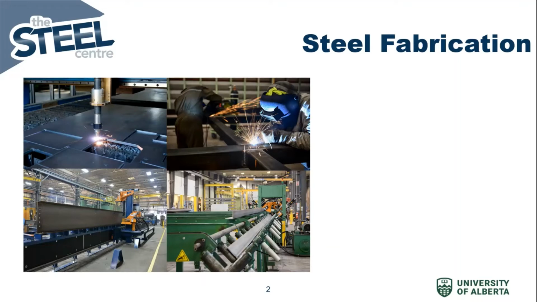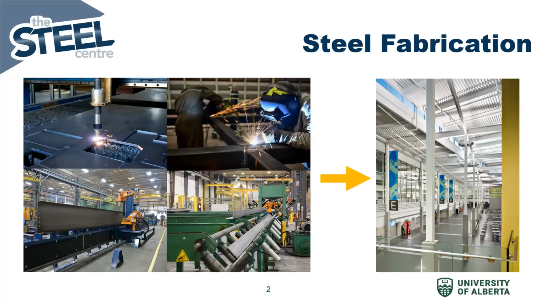The pictures that I have up on the screen there are what you would typically see in a fabrication shop. On the top left, we've got a plasma cutter. To the right of that, we have a few welders welding HSSs together. On the bottom left, we've got a beam line that drills holes into girders, beams, and columns. And then on the bottom right, we have an angle master, which is a machine that's responsible for shearing angles and punching holes in them as well. So with all these processes put together, we can create steel products that can be used for structures such as the one we see on the right there, which is the Expo Center here in Edmonton.